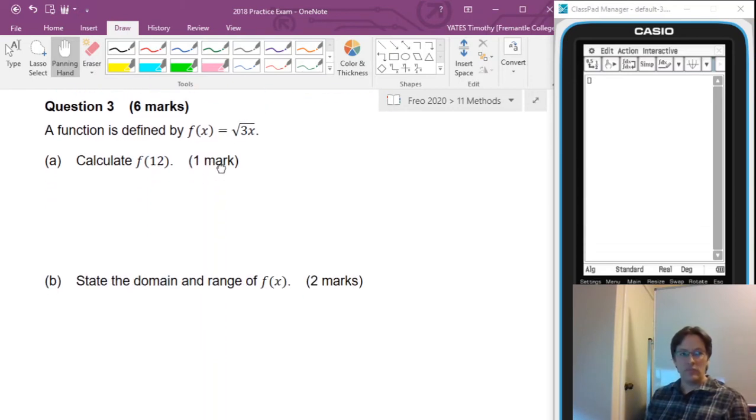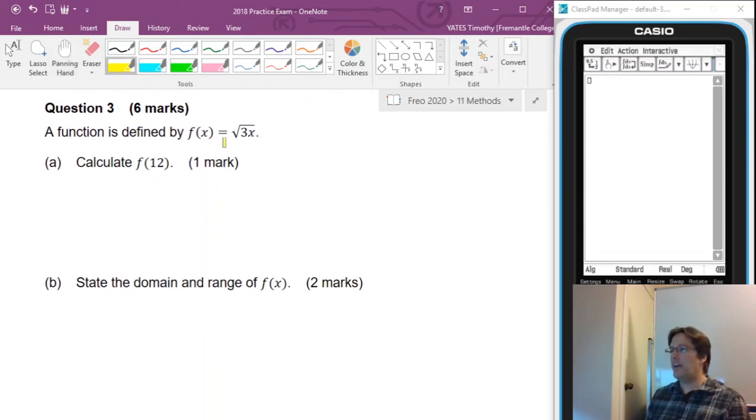Okay. Next up, a function is defined by f of x equals square root 3x. Calculate f of 12. That just means throw 12 in where x is. That's going to be square root of 3 times 12. That is the square root of 36, which we should all identify as being 6.